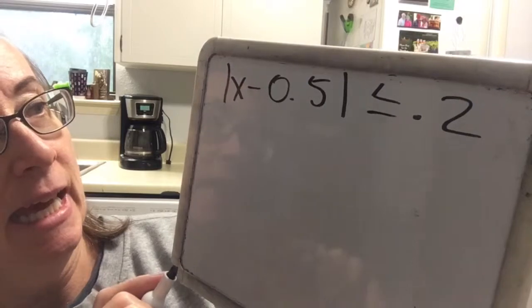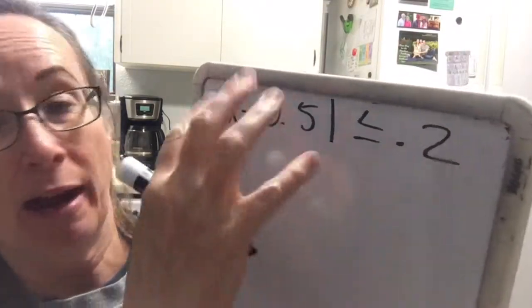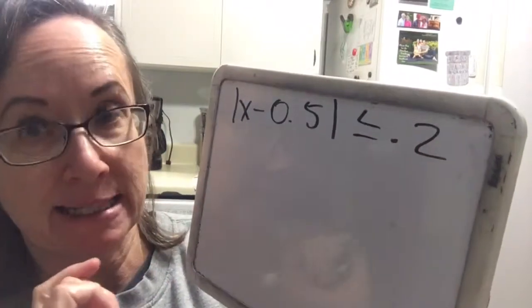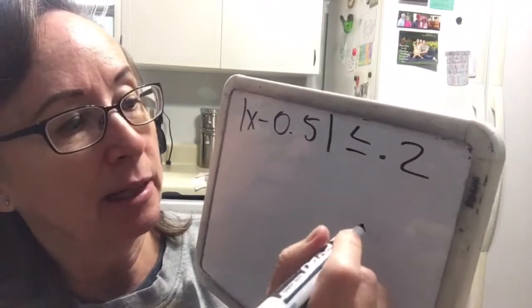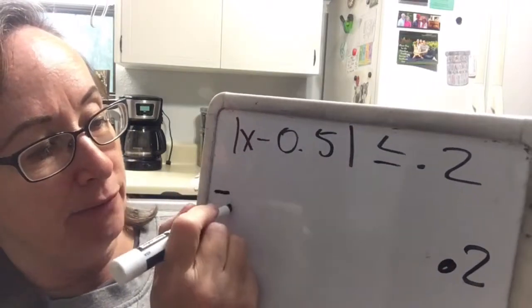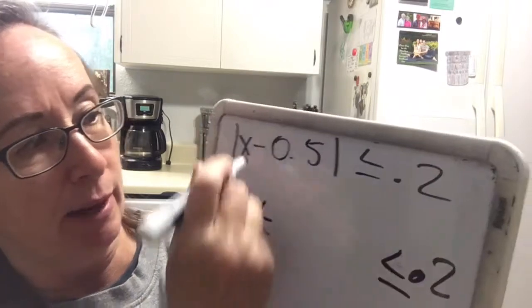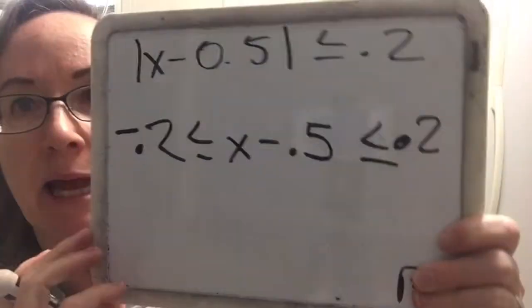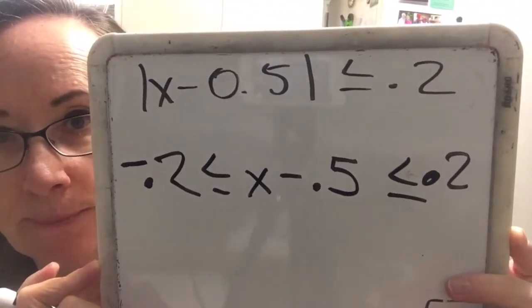And 50 is the absolute value of x minus 0.5 is less than or equal to 0.2. Now I already have my absolute value all by itself. It is a less than, and so what I'm going to do is pull it out, and I'm going to say on the right I've got a 0.2, and on the left I've got a negative 0.2, and I've got a less than or equal to and a less than or equal to, and now I take this out of the absolute value sign. So that is my initial equation.